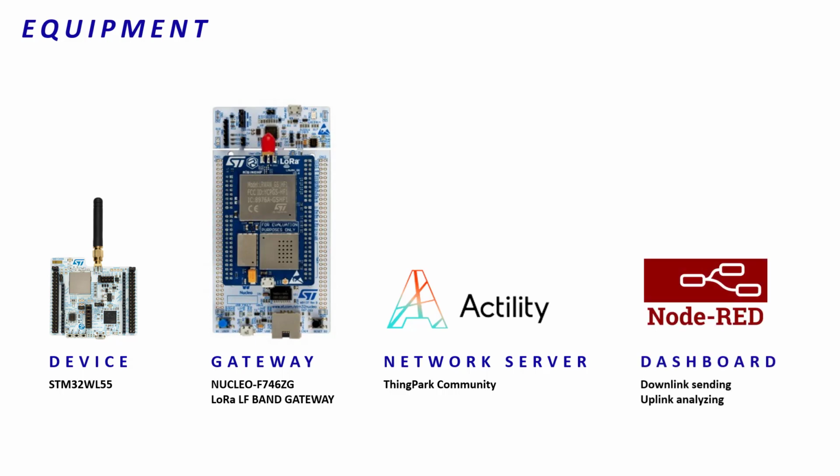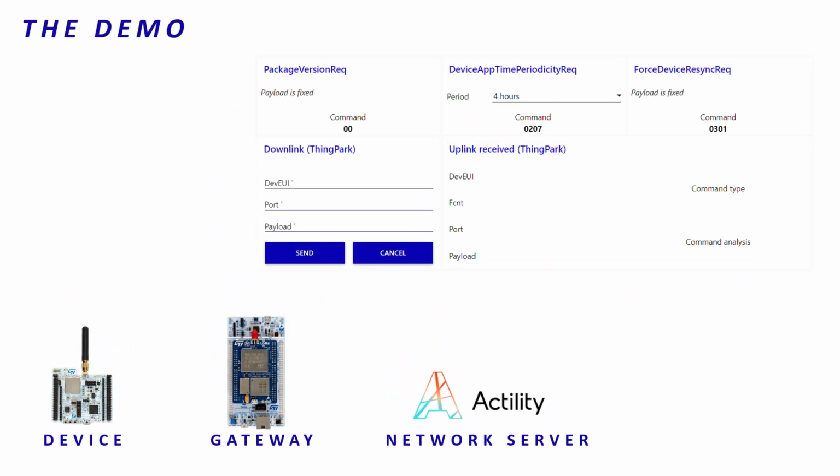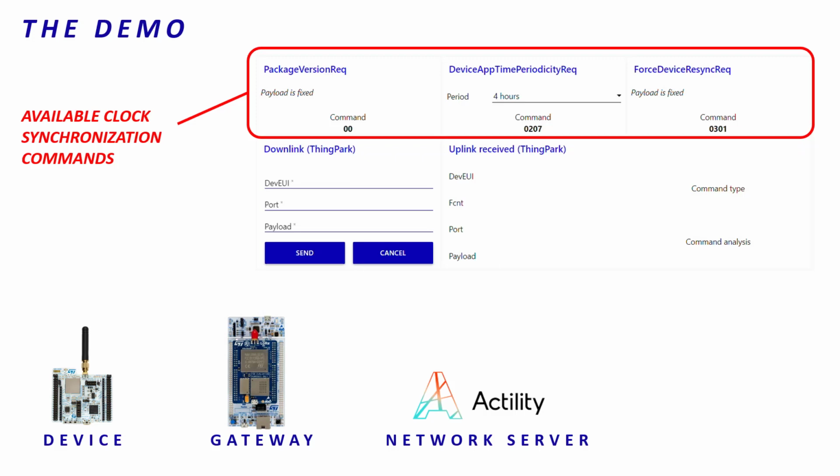Lastly, there is a dashboard we have built at USMB. It will help us to send downlinks and analyze uplinks. Well, let's see how this dashboard looks like. On the top, there are sections that describe the clock commands that are possible to send to the end device. This Node-RED dashboard is connected to Actility network server with MQTT protocol. It allows to send downlinks and receive uplinks.